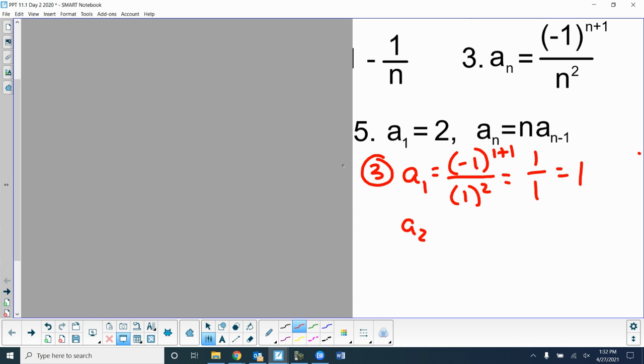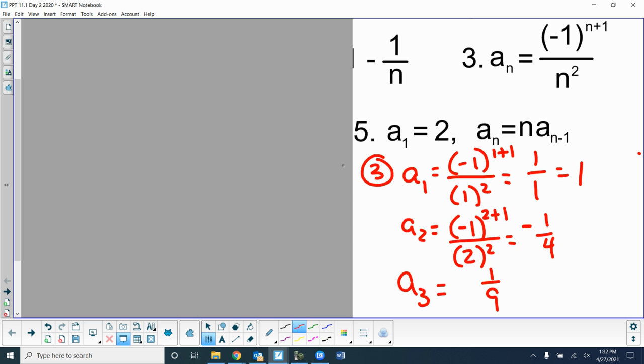Second term, -1 to the third power, because 2 plus 1 is 3, over 2 squared. What's -1 to the third power? -1. What's 2 squared? 4, right? And then the third, you're going to get +1/9, right? And then fourth, -1/16. It's going to alternate, and then you're just taking the term and squaring it for the bottom, right?